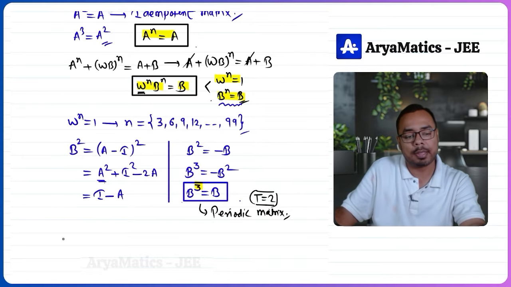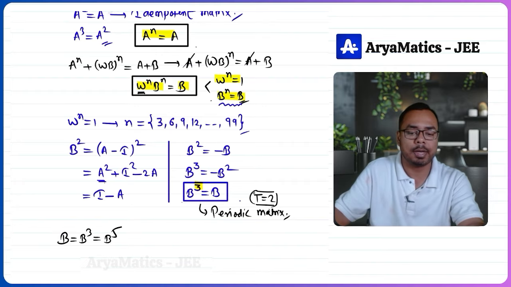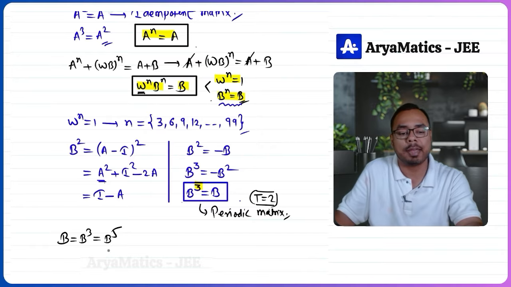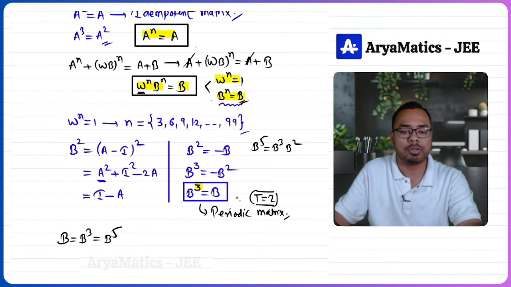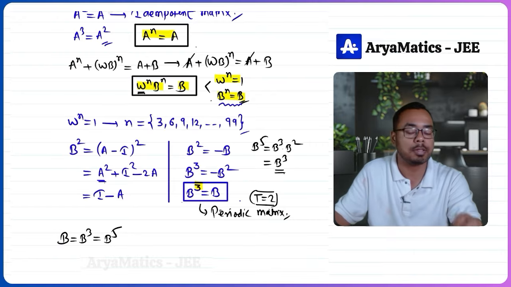And that will imply that matrix B is the same as B cube, which will be the same as B raised to 5, right? Just keep on adding 2 in this and you will get the same matrix. And again, it is not difficult to show this result. If I have to show that B raised to 5 is the same as B, B raised to 5 you can write as B cube into B square, right? And what is B cube? B cube is matrix B.